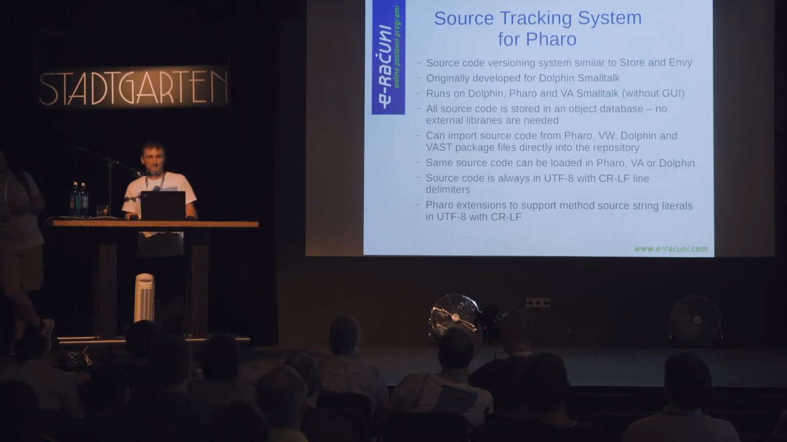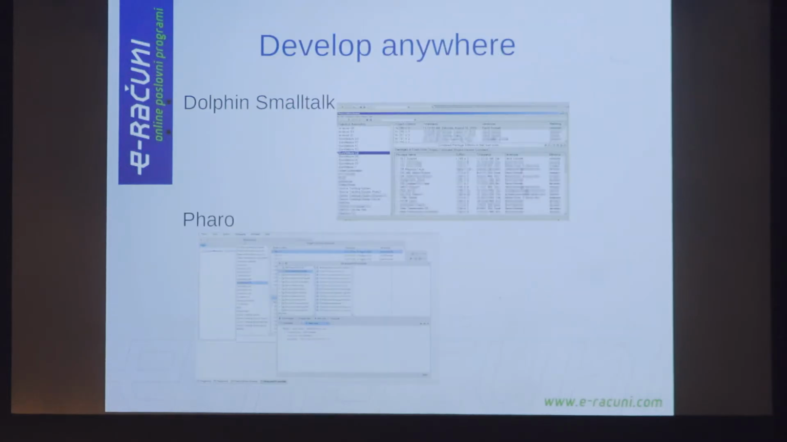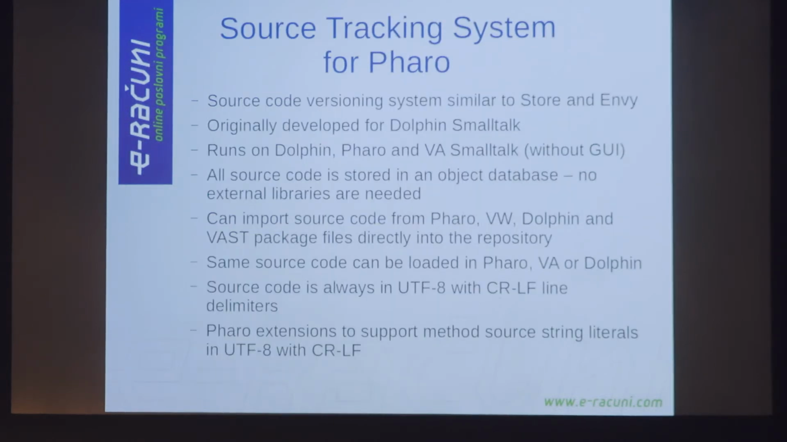So it's a versioning system that runs on Dolphin, Pharo, and VA Smalltalk. So you can develop either in Dolphin or in Pharo. GUI looks the same. The source code is identical. So you can use the identical source code, which in Dolphin can be in UTF-8 with string literals in UTF-8 and CRLF line delimiters, and you can load this in Pharo and it will work fine.